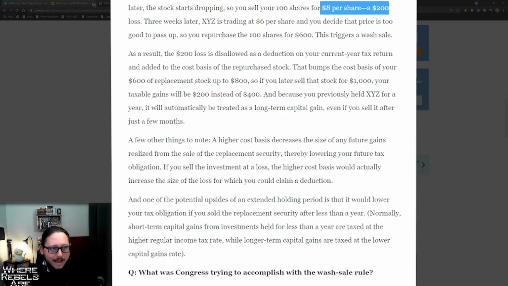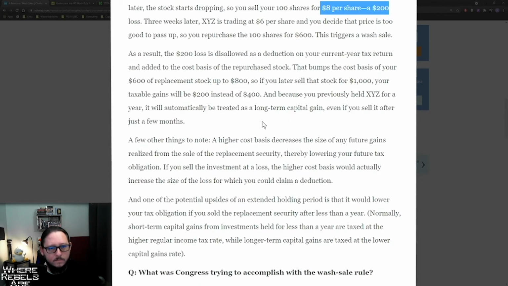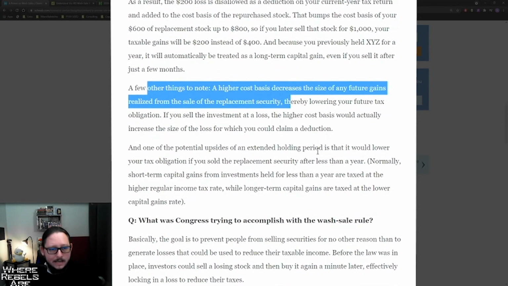But again, back to the net capital gains calculator. If in your current year you are paying more in estimated capital gains tax than you have in your overall actual capital gains, you need to double check that with an accountant because there are other things that could be reported and managed accordingly. So a few other things, the higher cost basis decreases the size of any future gains as well. So if it went from $1,000 to $1,200, likewise, you wouldn't be paying capital gains on 600, you would only be paying capital gains on 400 because of that added money to the cost basis.